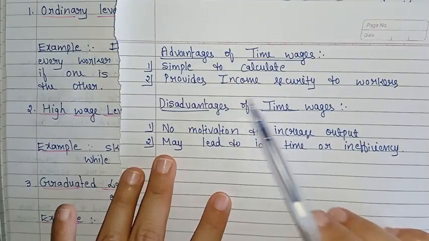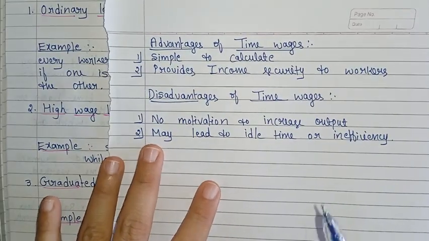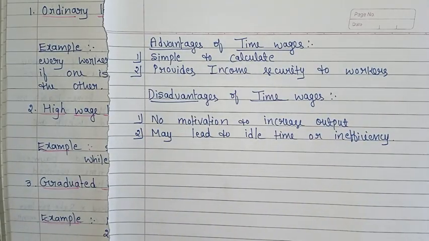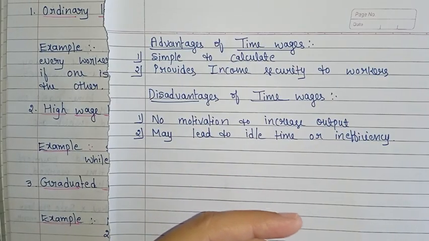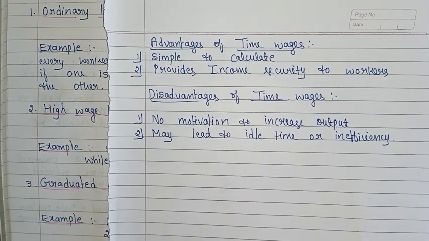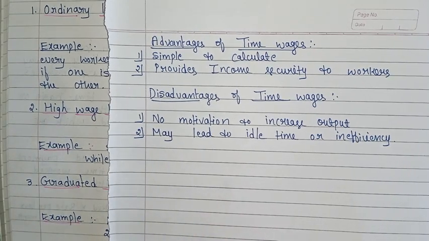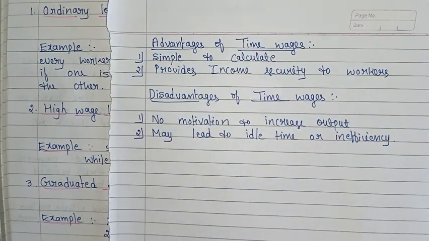And the second one is it provides income security to the workers. It means what? It provides income security because here workers receive a fixed amount that is based on time worked, right? Even if their output varies. Means here if their output varies, that we will not take into consideration. Here only a fixed amount based on time worked. That is why it provides income security to the workers.